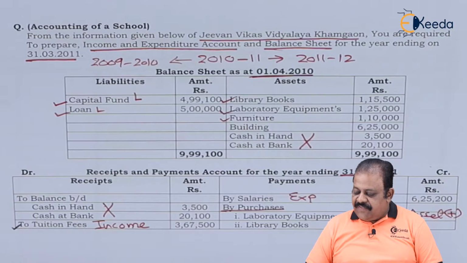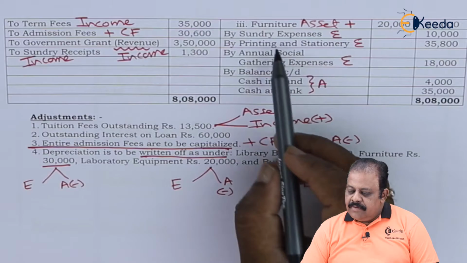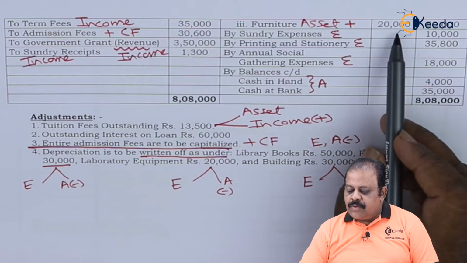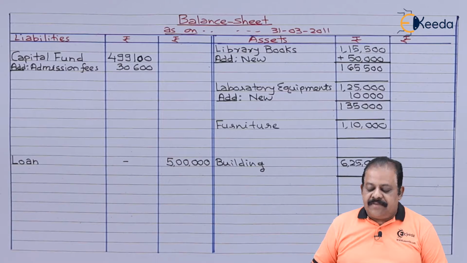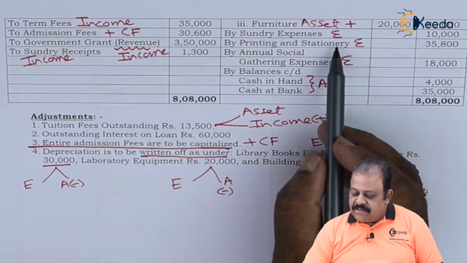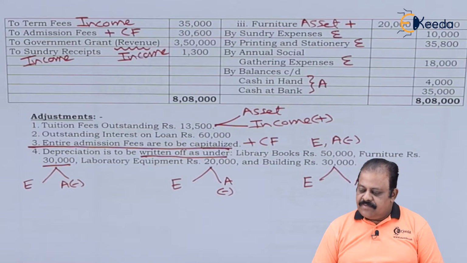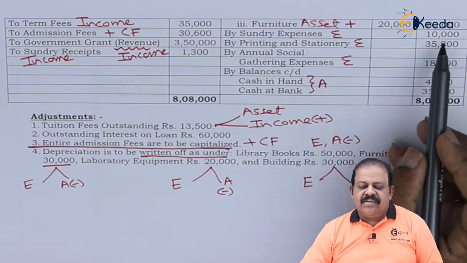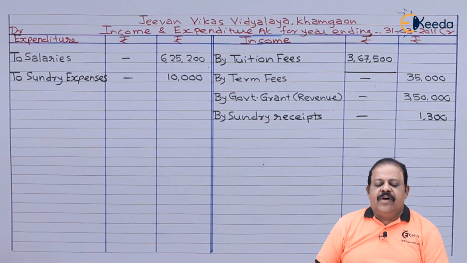Library books 50,000. Library books now 1,65,500. Next we have furniture purchased 20,000. It will be added here to furniture on asset side. Total furniture now 1,30,000. Next we have sundry expenses. It will be recorded as expenditure. Amount is 10,000. Expenditure to sundry expenses 10,000.